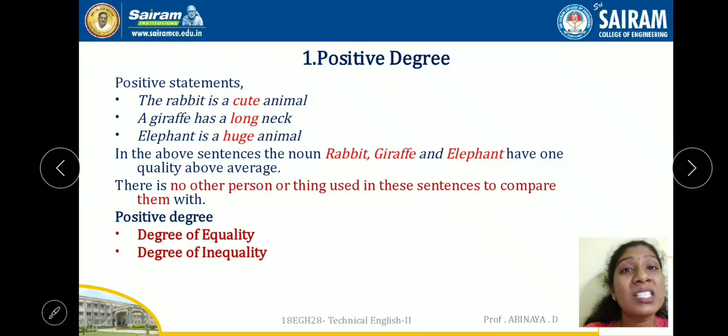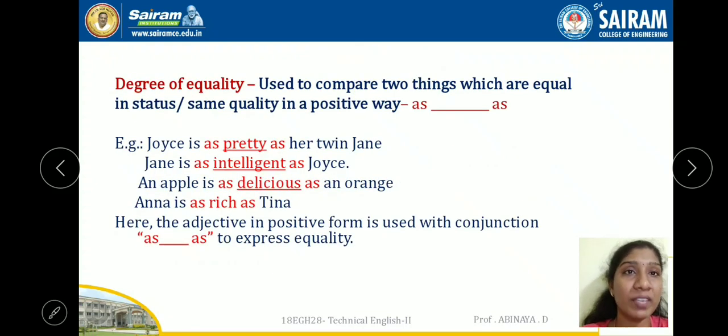But what is the positive degree? When we are comparing these qualities, cute, long and huge, with any other animal, any other noun, at that time we have to use these degrees, and there come the degrees of comparison, right? Okay, so positive degree. First, we divide this positive degree into two: degree of equality and degree of inequality. So first we will see this degree of equality.